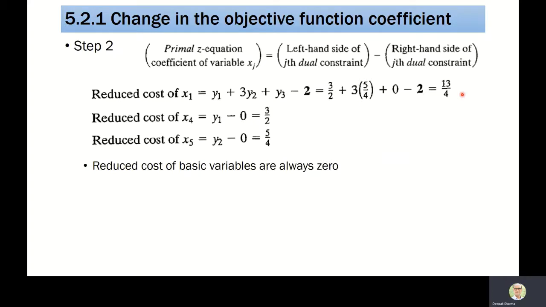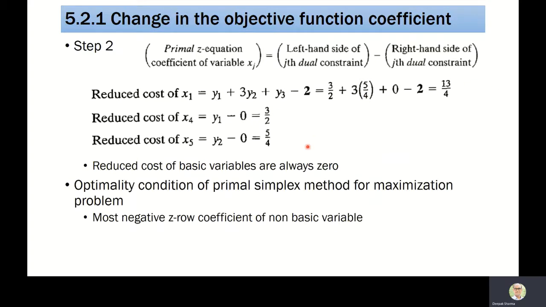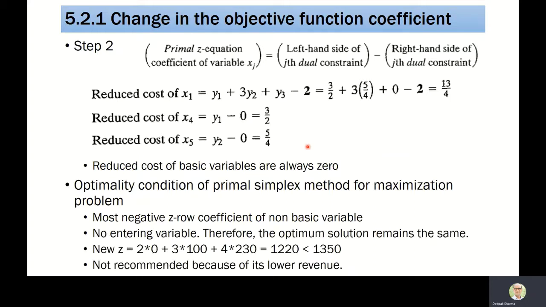That is what we have discussed in this particular session. Now currently none of the non-basic variables has a most negative value. So this means it is the optimal condition, and there will be no entering variable. So our optimal simplex solution will remain the same.